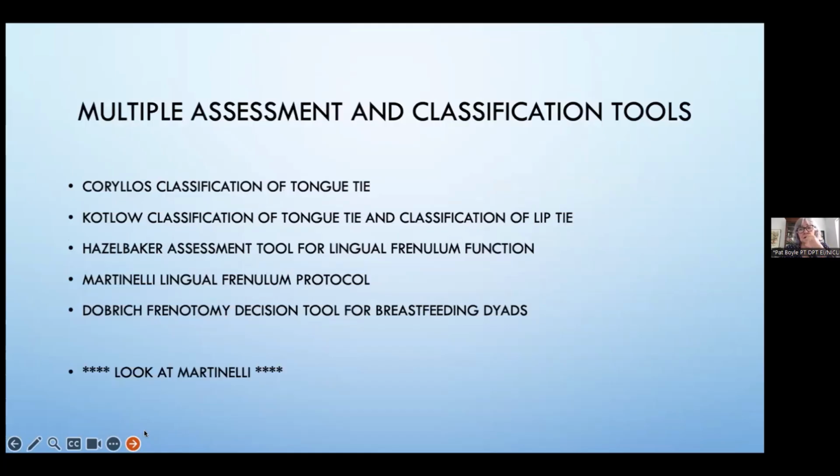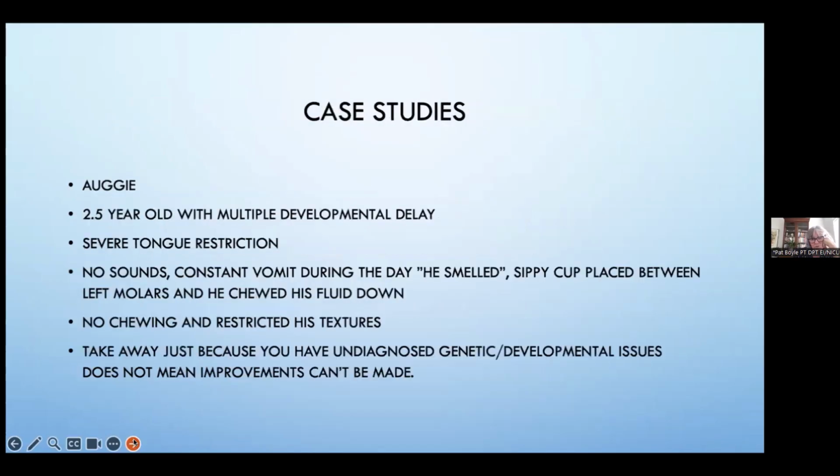So these are the assessment tools that I use. I really like Martinelli. He just looks at the tongue, but it's a score. And I think people are really, really interested in the tongue much more than the other ties on the gum and the lip. But other people like the Hazelbaker, and they give you a score, and then you can use that score and talk to your pediatrician and go forward.